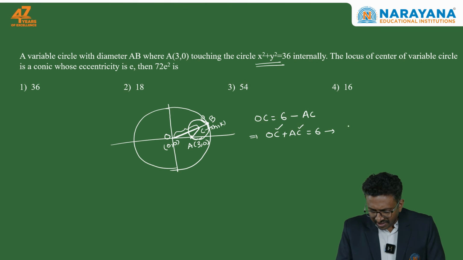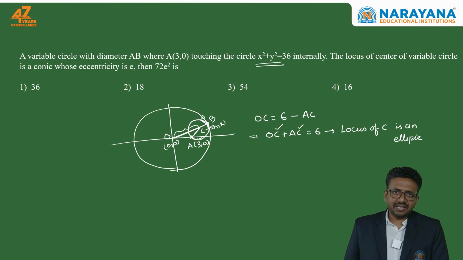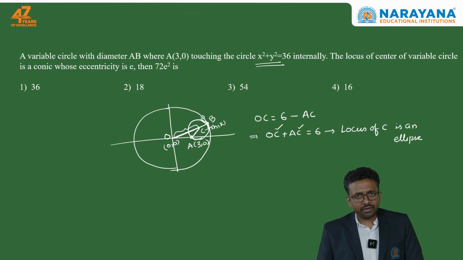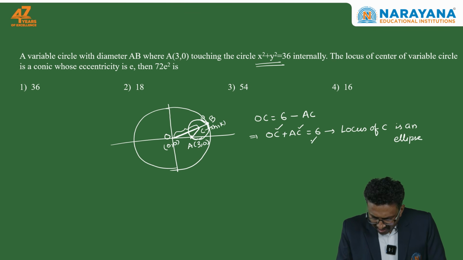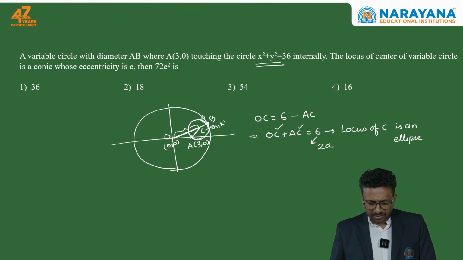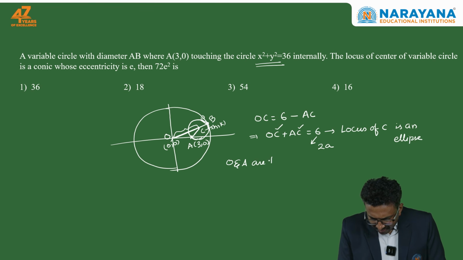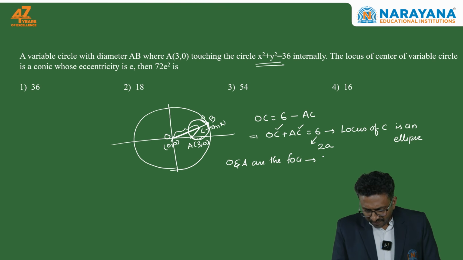This clearly shows that the locus of C is an ellipse. The locus of C is an ellipse because SP plus S dash P is equal to a constant. We know that this constant is nothing but 2A, right? And clearly O and A are the foci, whose distance is equal to 2AE.